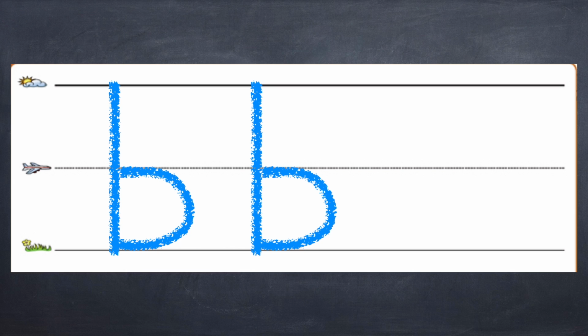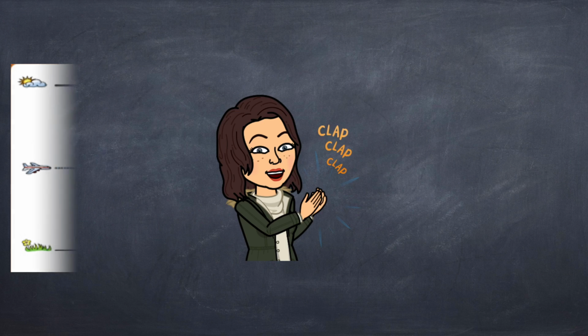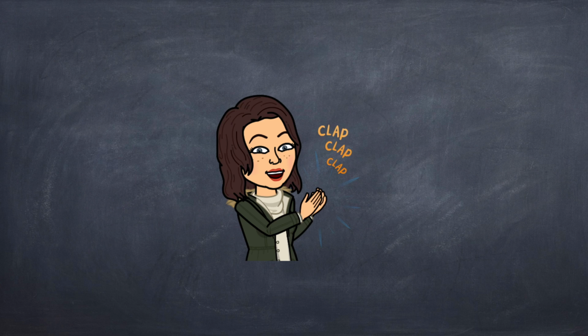Start the straight line down starting at the skyline to the ground line. And for the bump, go to the airplane line, draw out, around, down into the ground line. Fantastic writing, friends! Give yourself a round of applause.